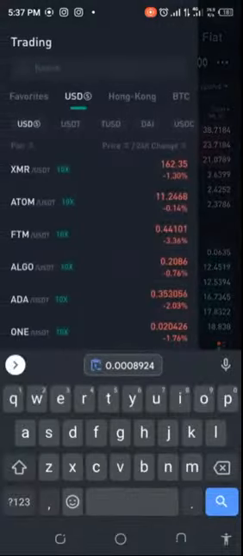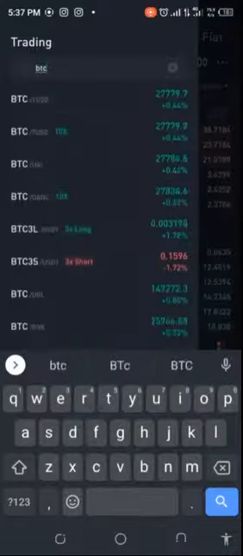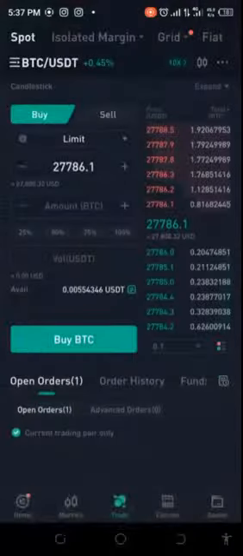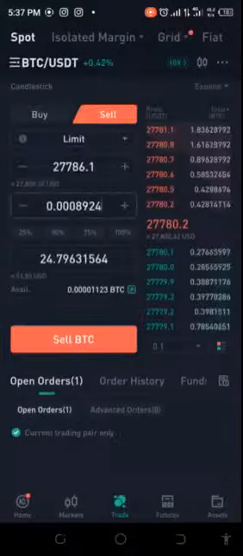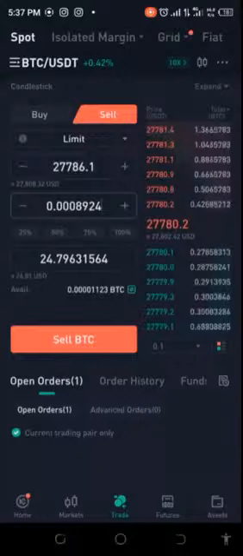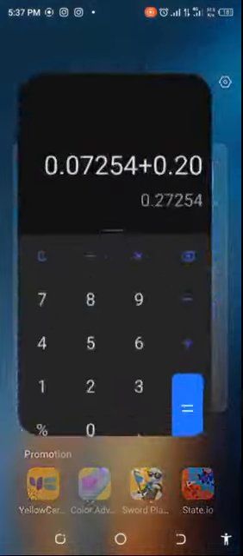Okay, let's go to BTC USDT and see whether we're going to make anything with this. Okay, let's put in here. So that's 24.796. So if I go check what this is giving me, 24.79.